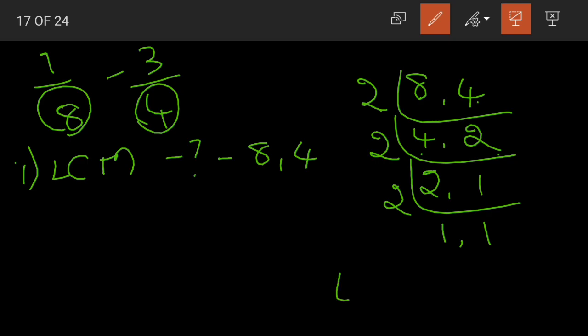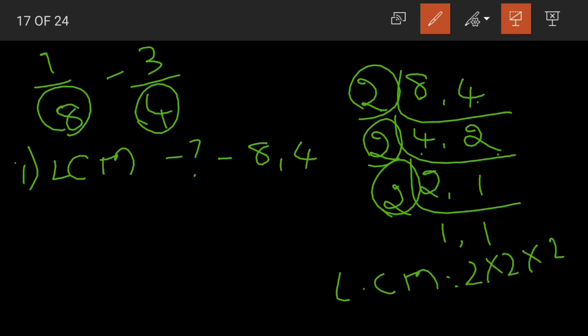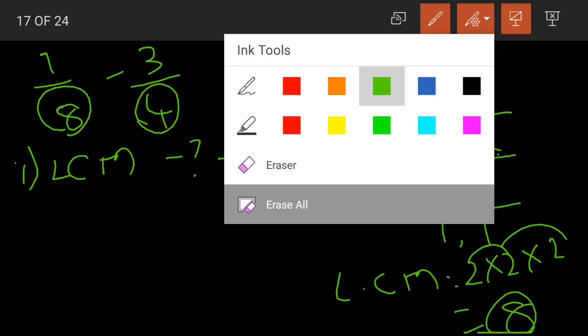Yes, students, now what will our LCM be? LCM will be 2 into 2 into 2, which is equal to what? 2 2s are 4, 4 2s are 8. What is the LCM of 8 and 4? The LCM of 8 and 4 is 8. Yes, the LCM of 8 and 4 is 8. 7 by 8 minus 3 by 4.